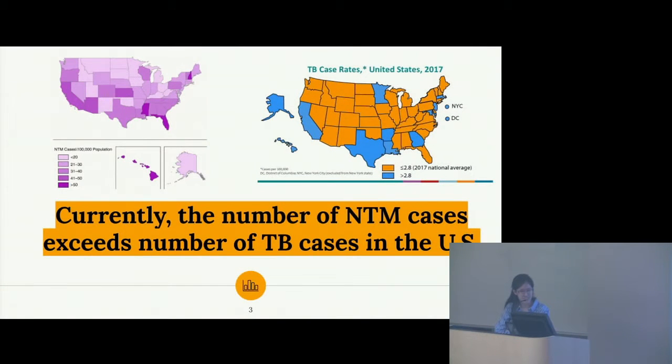Next, I would like to show you a picture of the NTM rates compared to the tuberculosis rates in the US. If we look at the NTM rates on the side, the number of NTM cases can exceed 58 cases per 100,000 people. Compared to tuberculosis, the national average is only about 2.8 cases per 100,000 people. So NTM is a really big risk or threat that we should be concerned about.